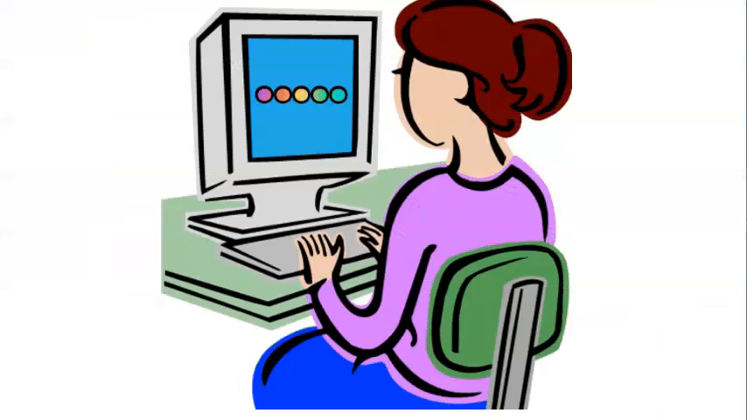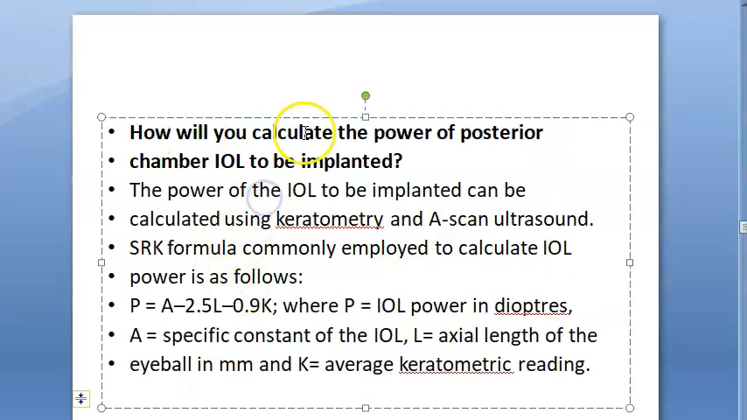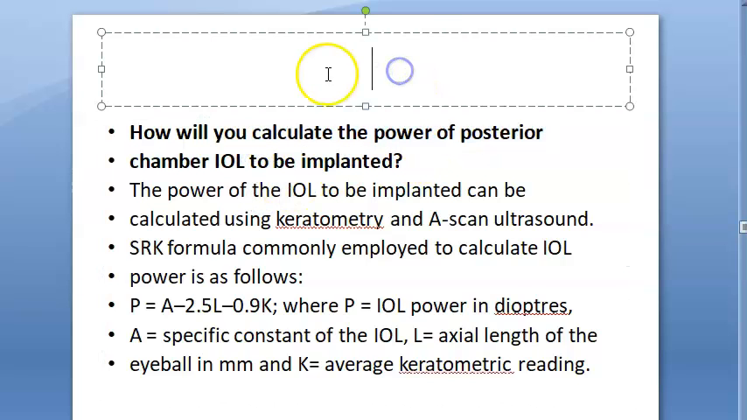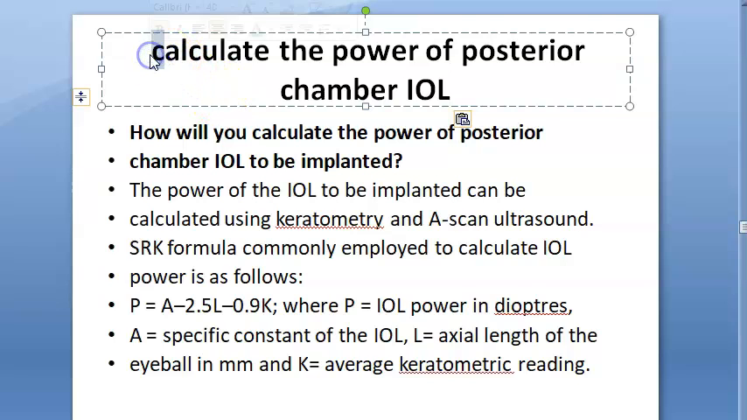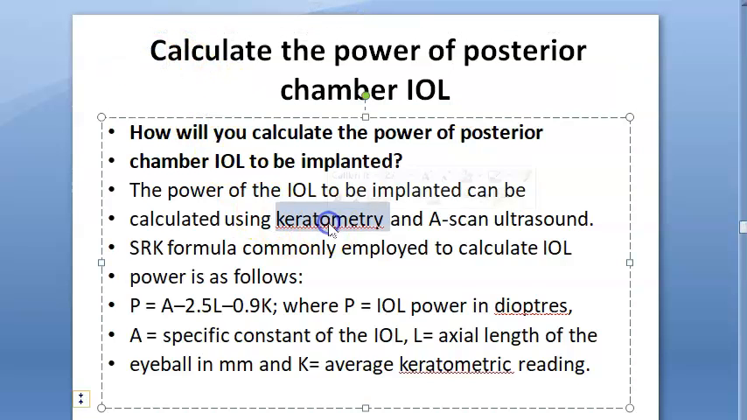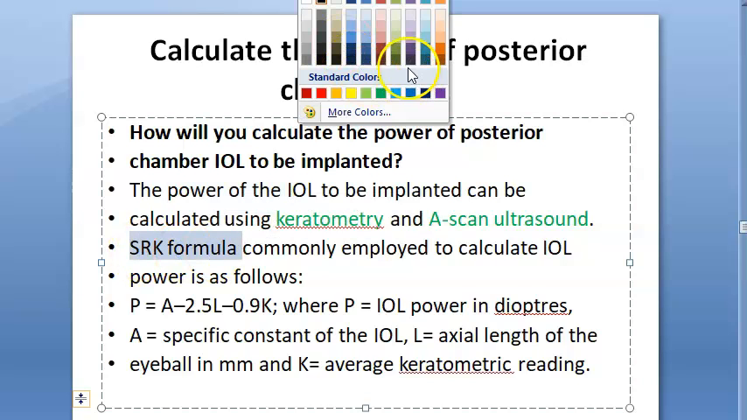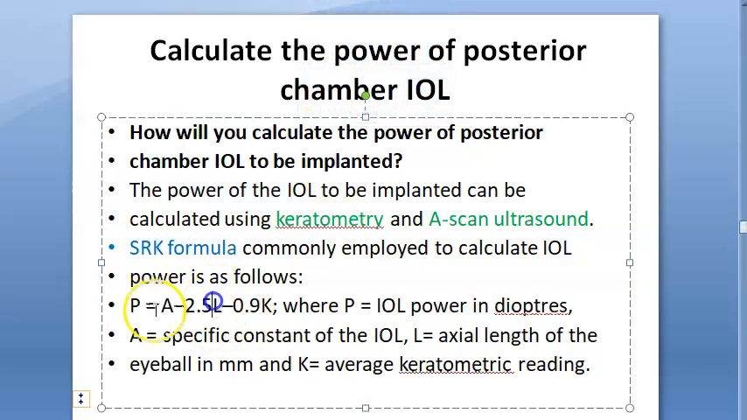Okay. Now shall we calculate the power of IOL? So here, how will you calculate the power of the posterior chamber IOL that has to be implanted? What did they tell you? Some biometry, keratometry you should do, right? A scan ultrasound you have to use. So you have to calculate by the SRK formula. What is this? SRK formula is commonly employed to calculate the IOL power.